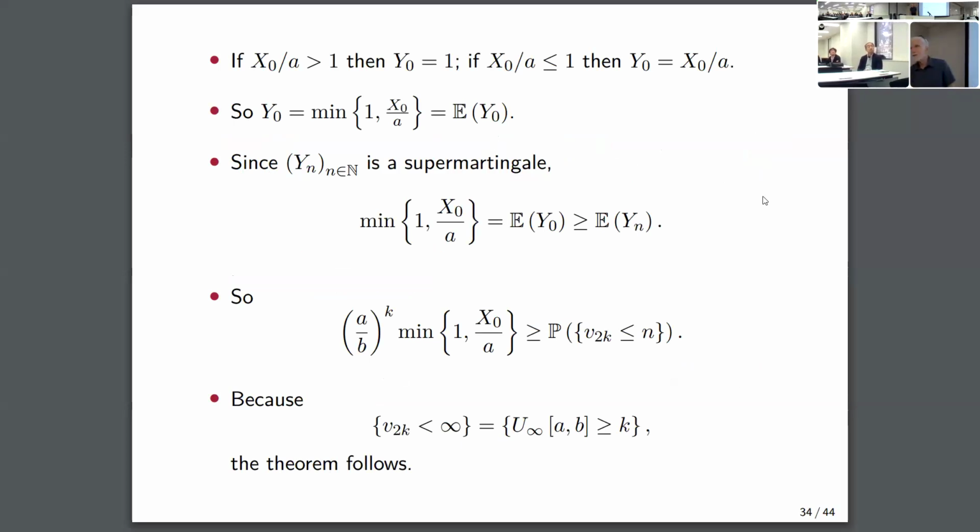Here's the slide that gets me hung up. It's a little dense. Let me go slow. If we start off with X naught over A more than 1, then this Y0 by definition is 1. If X naught over A is less than 1, then Y0 is X naught over A. So Y0, this new variable I define, at time 0 has initial value the minimum of 1 and X naught over A. And it's a constant, so it equals this expectation. We said that Yn is a supermartingale. Well, that means the expectation of Yn is no more than the expectation of Y0. So the expectation of Yn is at most the minimum of 1 and X0 over A. But it was important that Yn is a supermartingale.